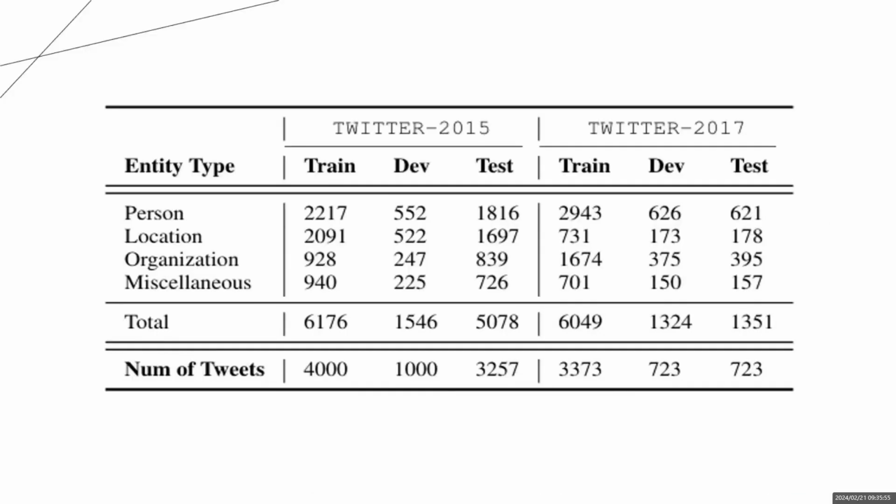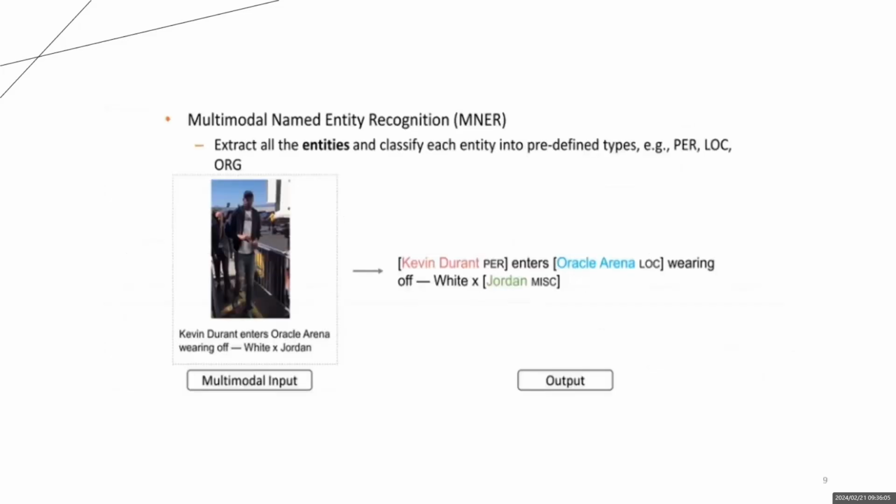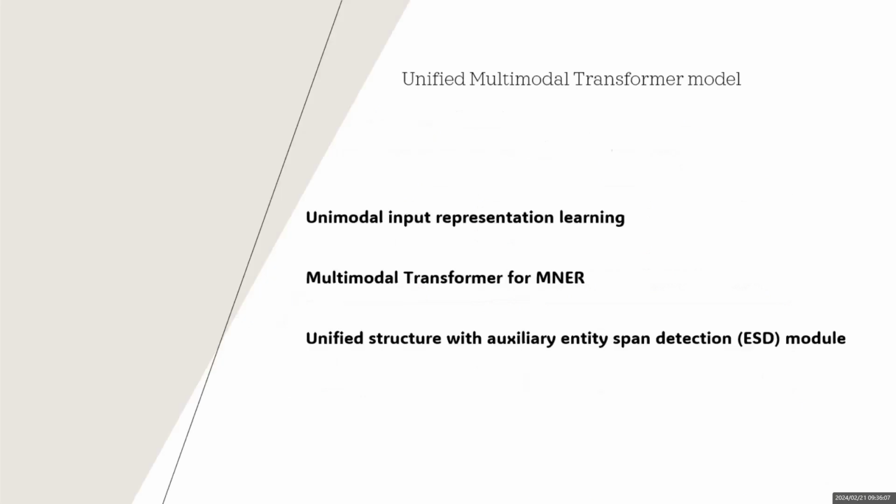First, we collect data from Twitter for statistical analysis, one dataset from 2015, another from 2017. And let's take this tweet from Twitter. The UMT model can be divided into three parts.